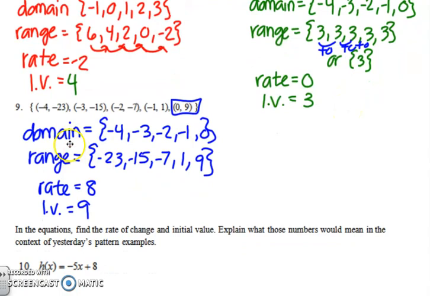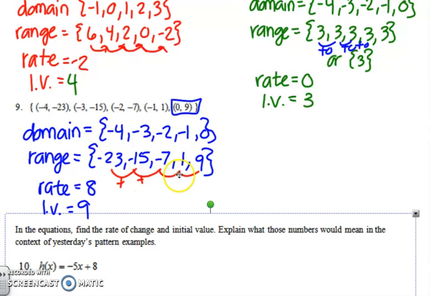On number 9, again, you're going to rewrite the first numbers you see for domain. You're going to write the second numbers for your range. Then you're going to look at this range and see what they're going up by. When you look at these, you notice they're getting closer to 0, and then they start going up, so they are adding.